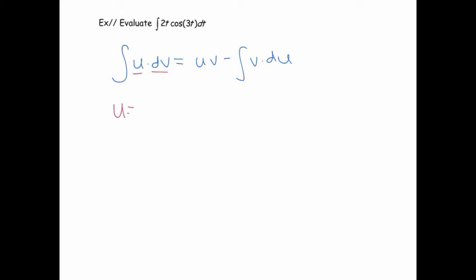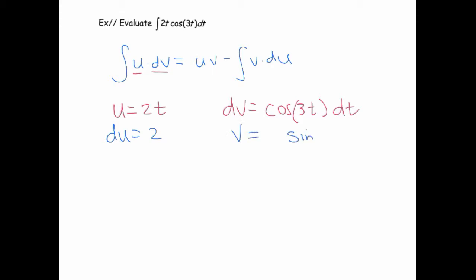So I'm going to let u be the 2t, and I'm going to let the dv be the cosine of 3t dt. And then we take the derivative of this left piece, both sides, so that means du equals 2. And then we take the antiderivative of this other side. So the antiderivative of cosine is sine, but I've got to correct for that 3 that would result from the chain rule by multiplying by a third.